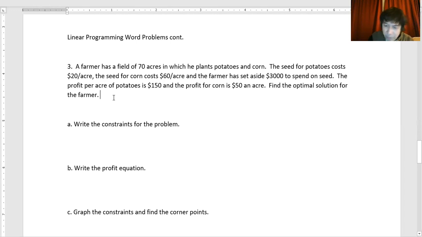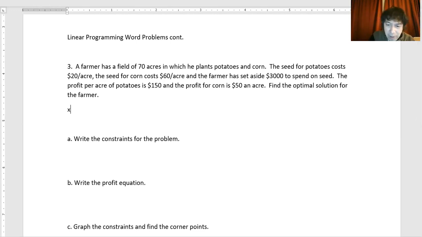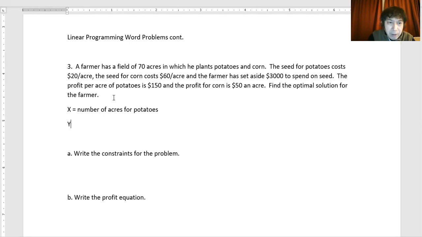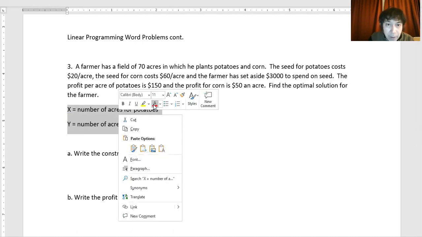So we shall just add here x. This will be for the number of acres to be used for potatoes, and then the y will be the number of acres for corn there. Because it did not specify the variable, we're going to make use of these variables. And let's paint it red.